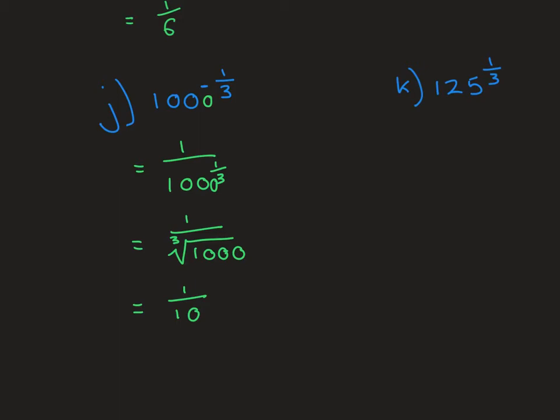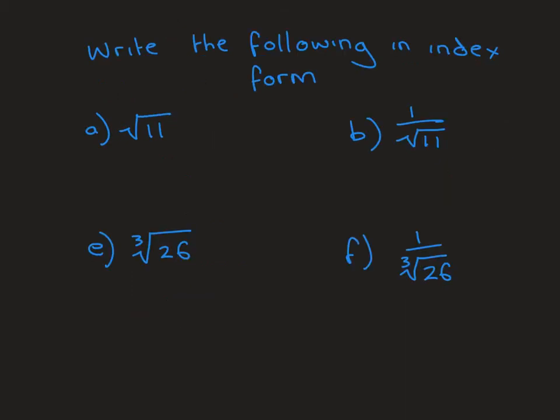Okay, so the last one we'll look at today is K, which is 125 to the power of a third. So once again, we can rewrite that as the cubed root of 125. So what number do we multiply by itself 3 times to get 125? And the answer is 5, because 5 times 5 times 5 is 125. Okay, so let's go on to the next slide.